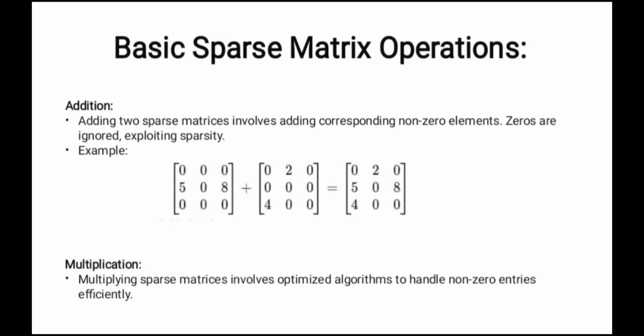Next, we will see the basic sparse matrix operations. First is addition. Adding two sparse matrices involves adding corresponding non-zero elements. Their zeros are ignored, exploiting sparsity. Here is an example of adding two sparse matrices. Next is multiplication. Multiplying sparse matrices involves optimized algorithms to handle non-zero entries efficiently.